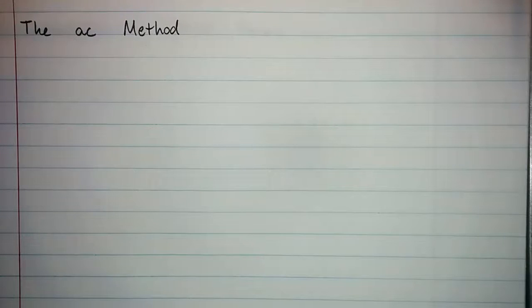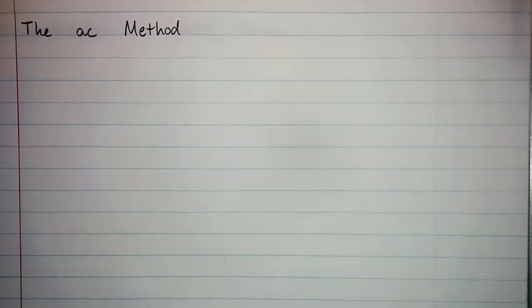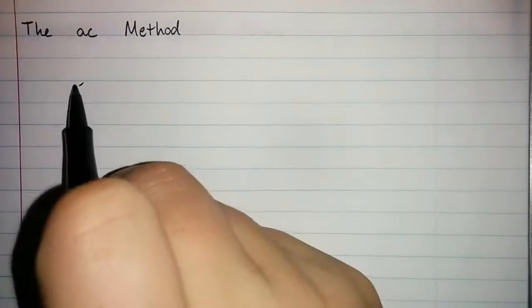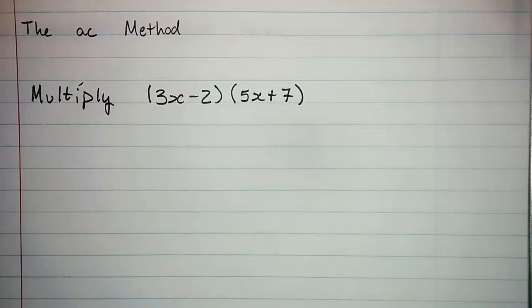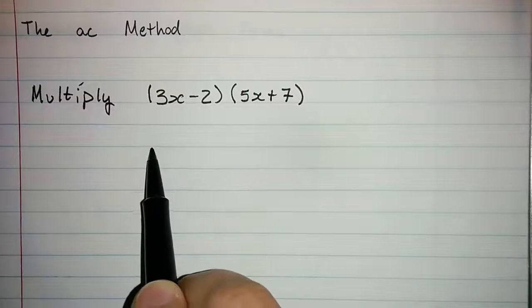So far, we've only factored quadratic trinomials where the leading coefficient was 1. If the leading coefficient is not 1, how do we split up that middle term? Well, let's look at a problem where we multiply two linear binomials. So let's say we want to multiply 3x minus 2 times 5x plus 7.